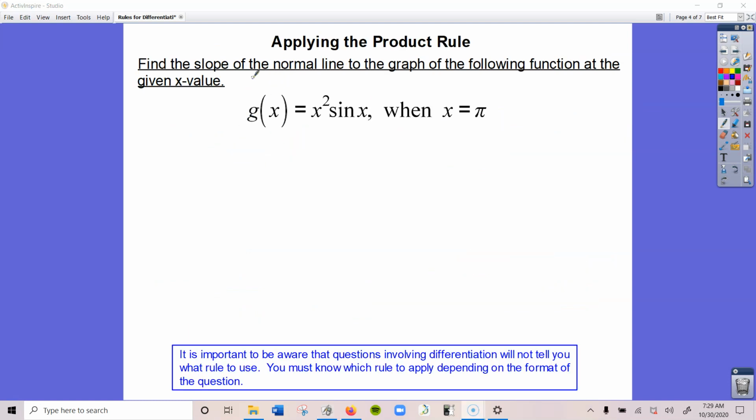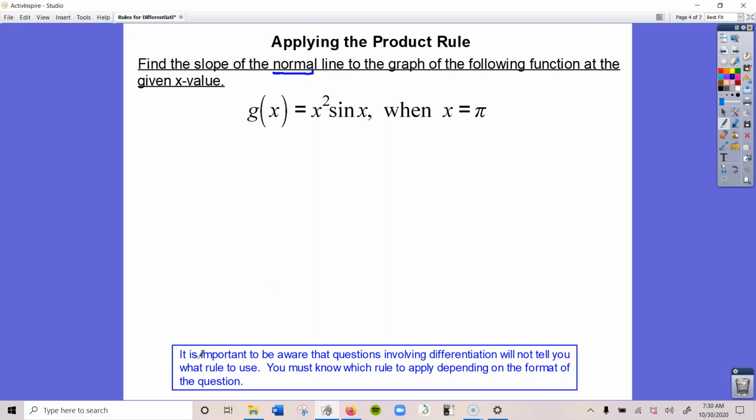Now we're going to apply the product rule again. We have: find the slope of the normal line to the graph of the following function at the given x value. To find the slope of the normal line, we first have to find the slope of the tangent line, meaning we're going to have to find g prime of pi. And then once we get that answer, the slope of the normal line would be the opposite reciprocal.